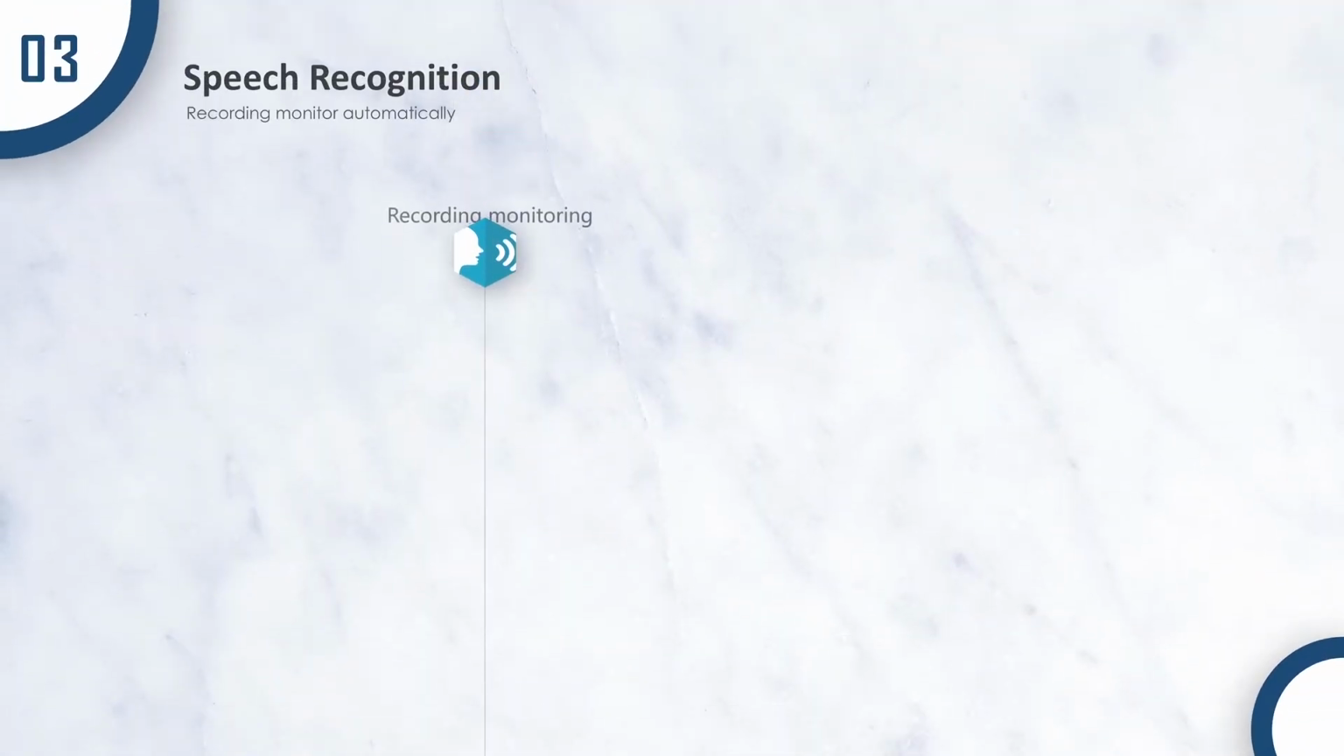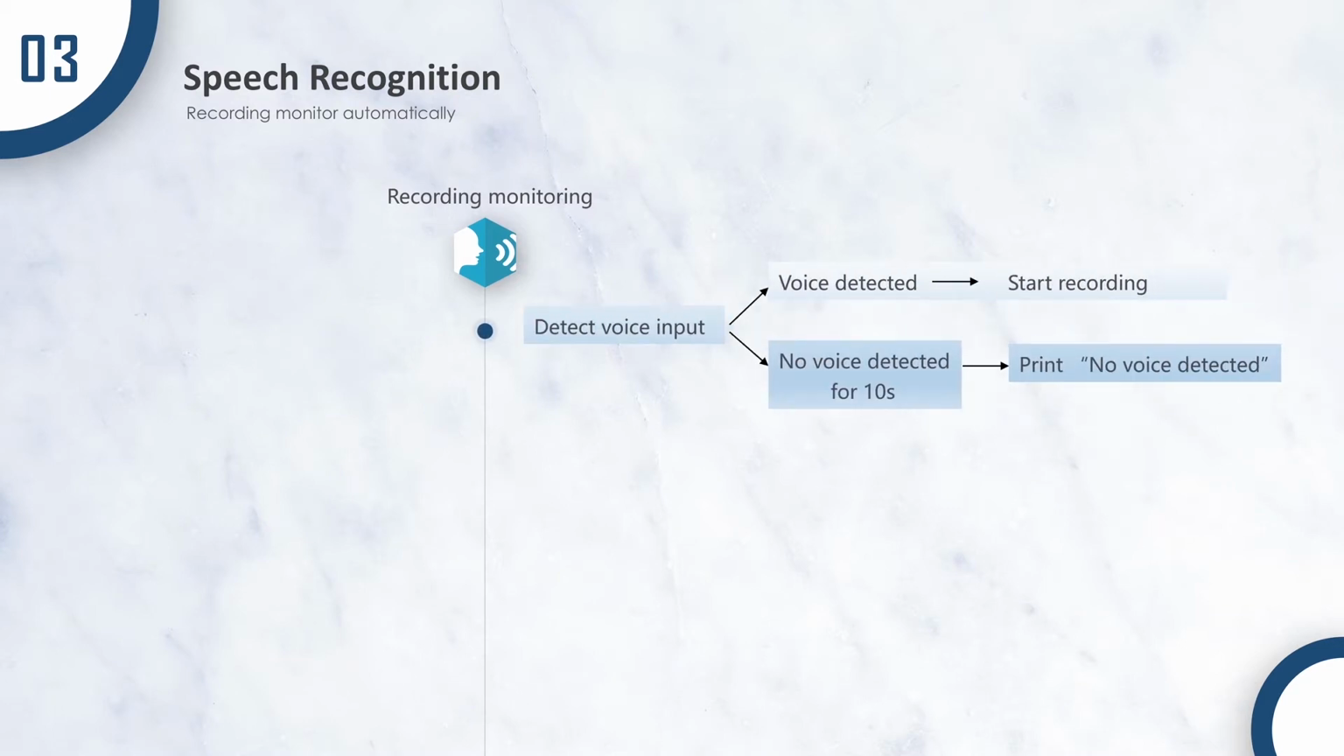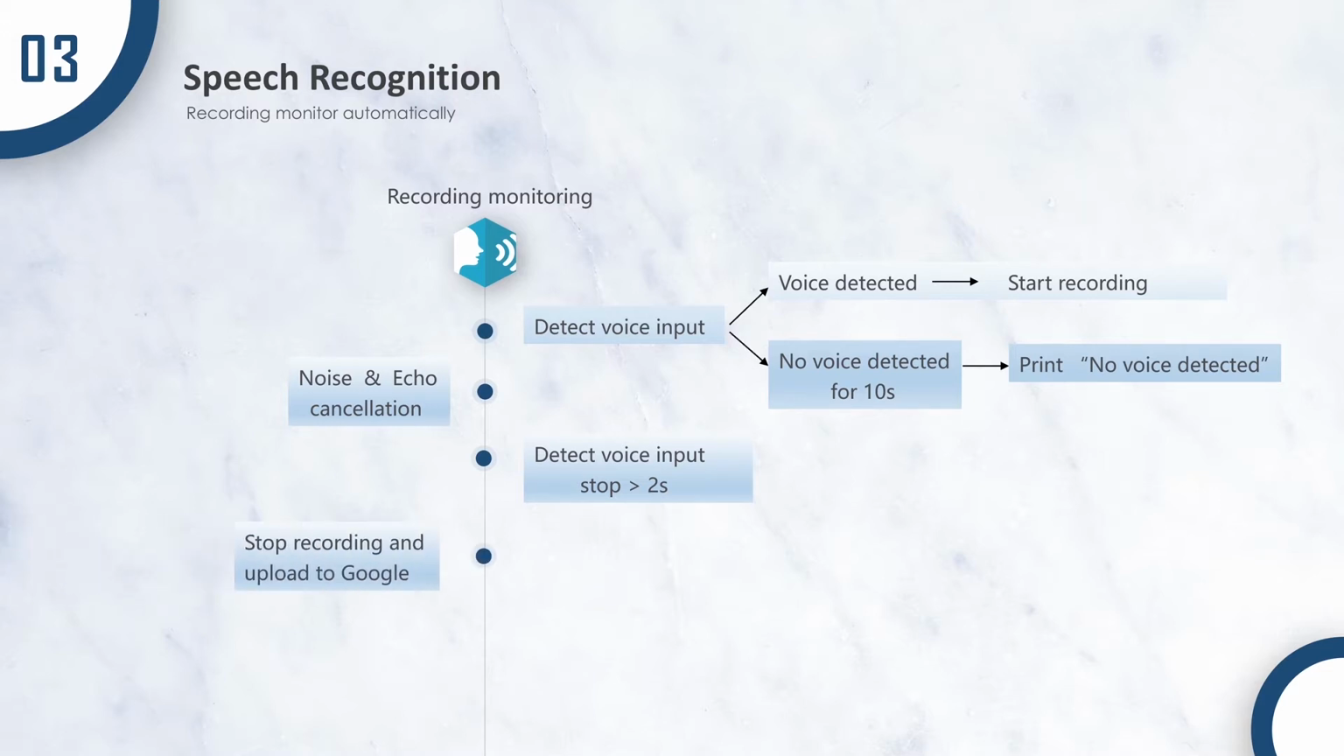We also designed a recording monitoring function. When the elderly press the speak button, the program will monitor the voice input status. It will not start recording until voice is detected. During microphone voice input, we first implement noise and echo cancellation. If the program detects that the voice stops for more than 2 seconds, it automatically stops recording and uploads the recording to Google for analysis. Whereupon Google returns a text string, which we display on the GUI.